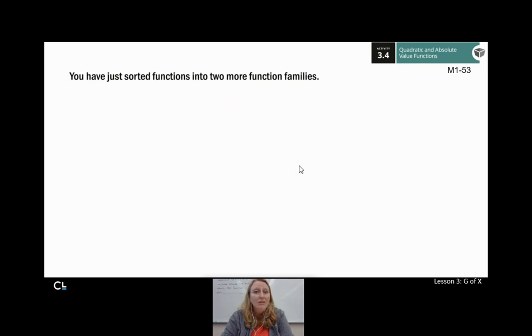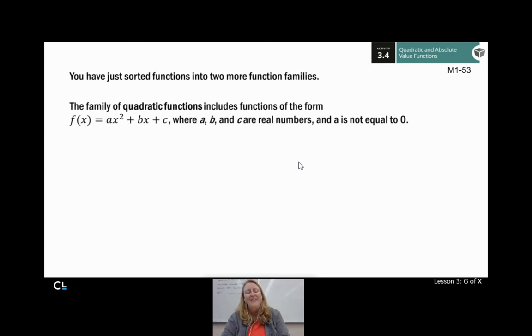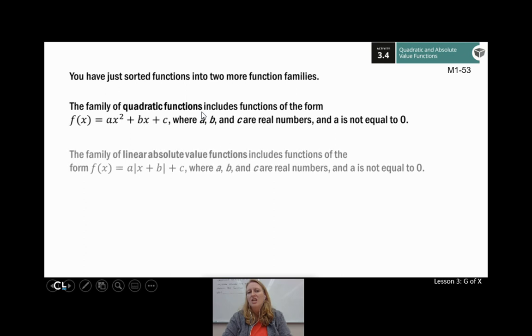You just found 2 more function families. Yeah, you did. The family of quadratic functions includes functions of the form f of x equals ax squared plus bx plus c, where a, b, and c are real numbers and a is not equal to 0. Those x squared guys, those are your quadratic functions.